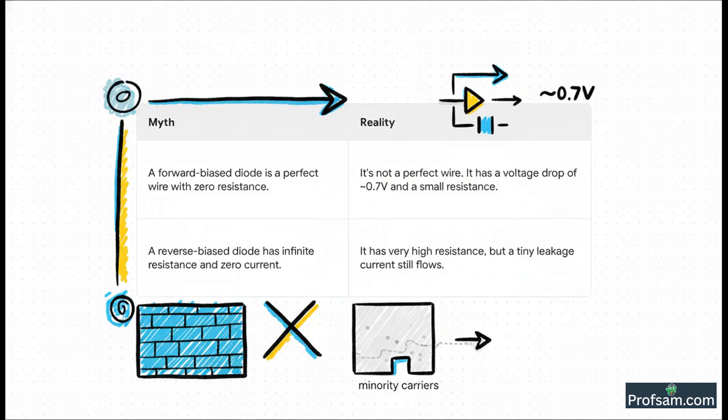Now for myth number 2. A reverse bias diode has infinite resistance and absolutely zero current. Again, not quite true. In reality, it has very, very high resistance, yes, but a tiny, tiny leakage current still manages to flow. It's almost zero, but it's not exactly zero. Remember these small details. They show the examiner you really understand the topic.